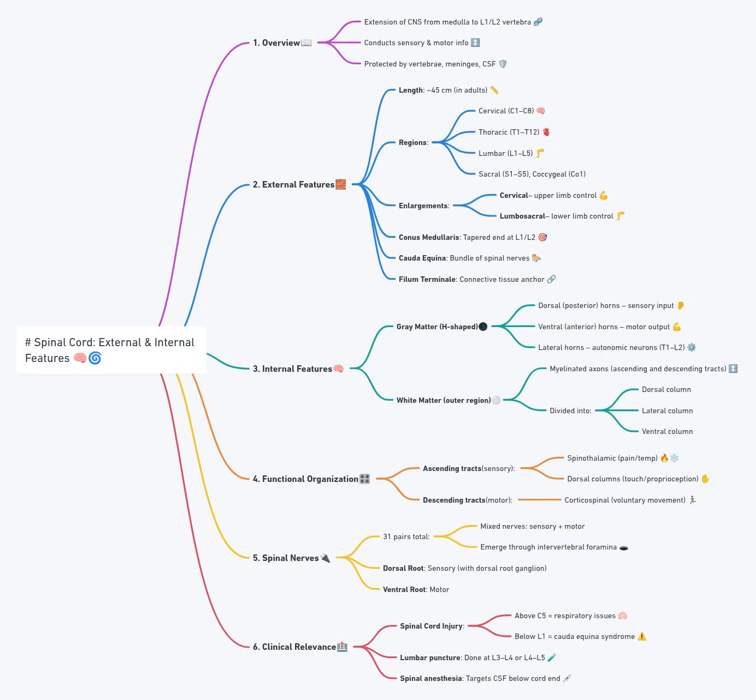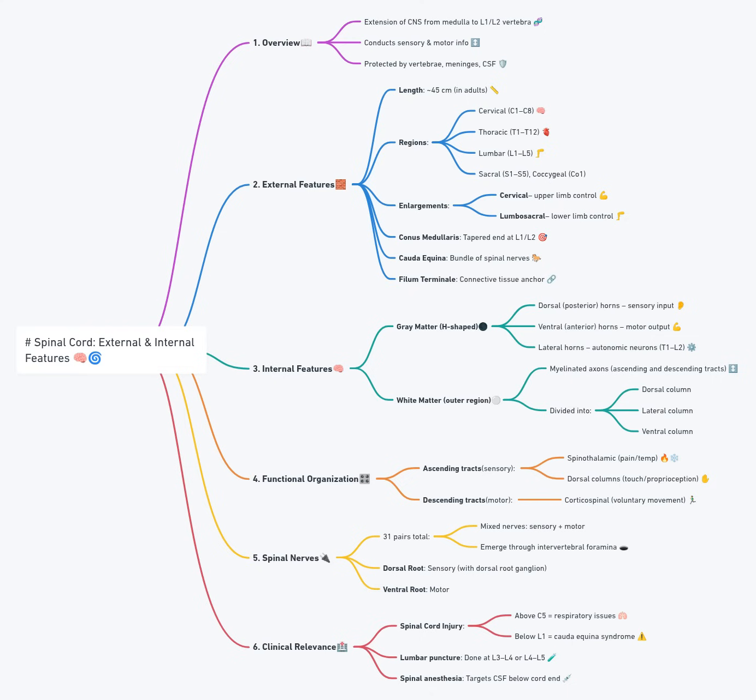Let's begin with the external features of the spinal cord. The spinal cord is approximately 42 to 45 centimeters long in adults and is divided into four main regions: cervical, thoracic, lumbar, and sacral. Although it appears as a continuous tube, the spinal cord shows enlargements in two specific regions where the nerves to the limbs arise: the cervical enlargement, around C4 to T1, and the lumbosacral enlargement, around L1 to S3. These enlargements accommodate the increased number of motor neurons required to innervate the upper and lower limbs.